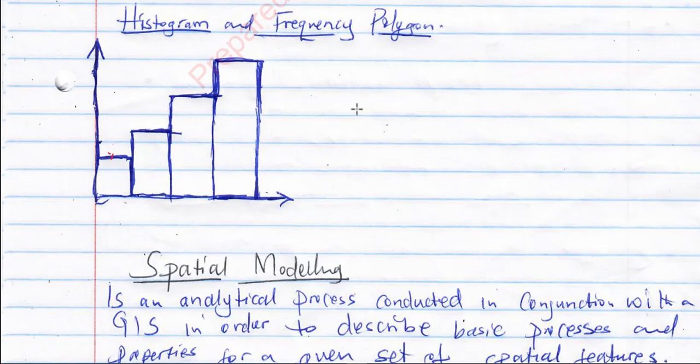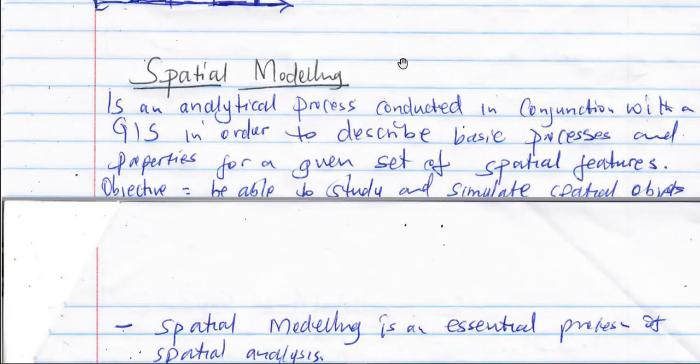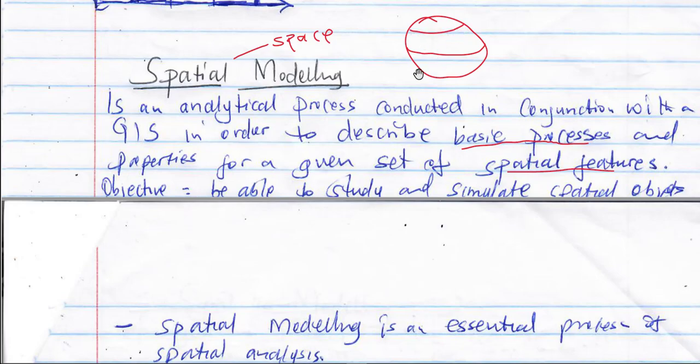Then we have to look at spatial modeling. Spatial modeling is an analytical process conducted in conjunction with a GIS in order to describe basic processes and the properties of a given set of spatial features. When we talk of spatial, we're talking of features in the globe. You want to know the features in the globe, so spatial modeling will give you the features in the globe. Then the objective of spatial modeling is to simulate a spatial object.